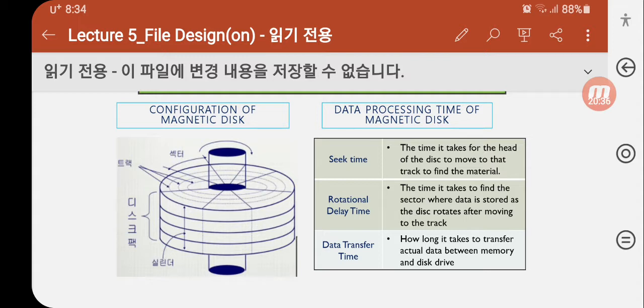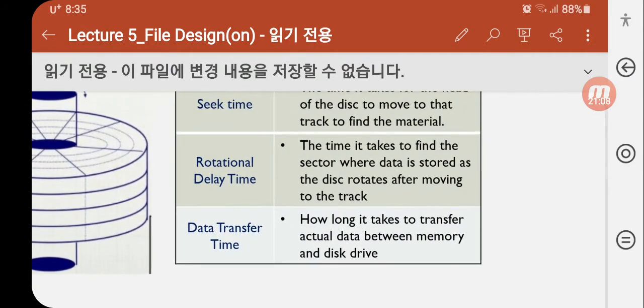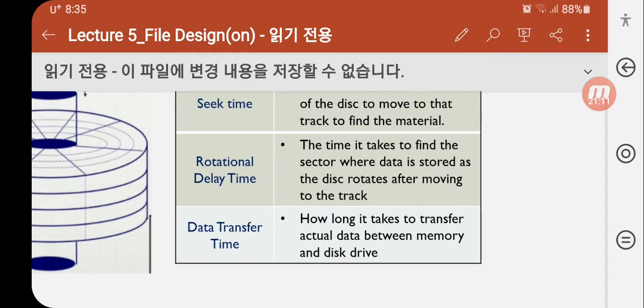Magnetic disks have data processing times. Seek time: it takes for the head of the disk to move to that track to find the data. Rotational delay time: it takes to find the sector where data is stored as the disk rotates after moving to the track. And data transfer time: how long it takes to transfer actual data between memory and disk drive.